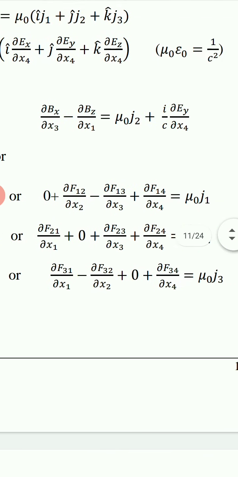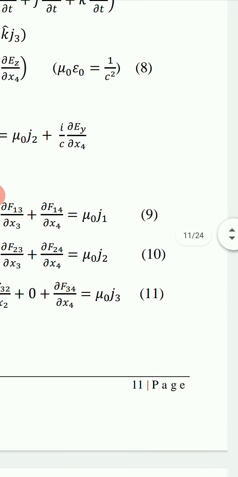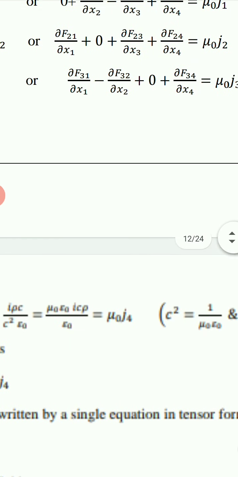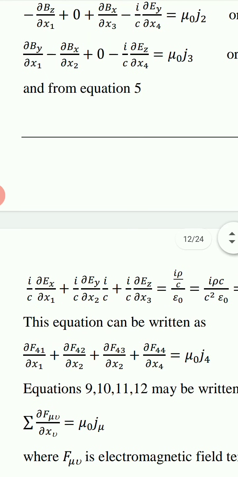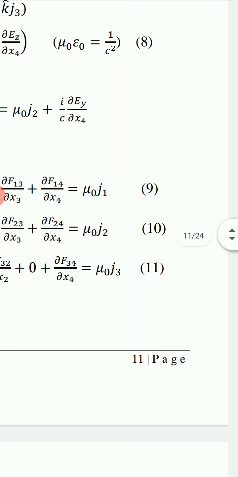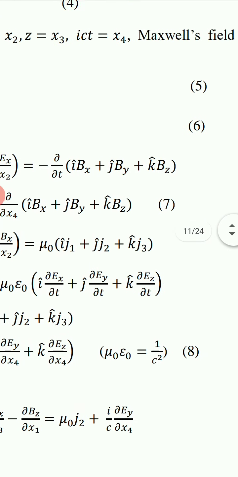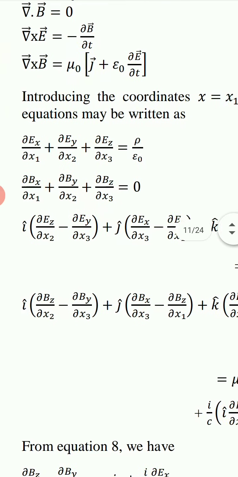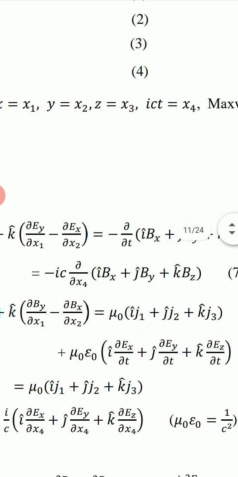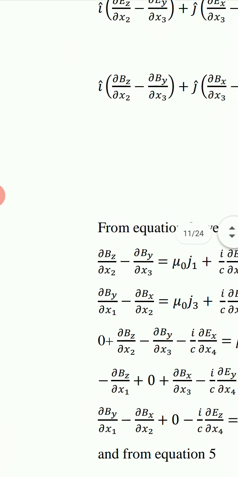So we now get these three equations 9, 10, 11, and from equation 5, which is this: delta Ex upon delta x1 plus delta Ey upon delta x2 plus delta Ez upon delta x3 equal to rho upon epsilon 0. This is equation 5.